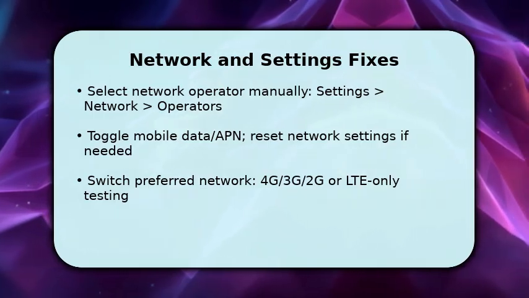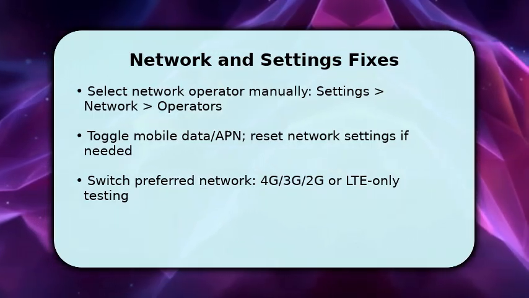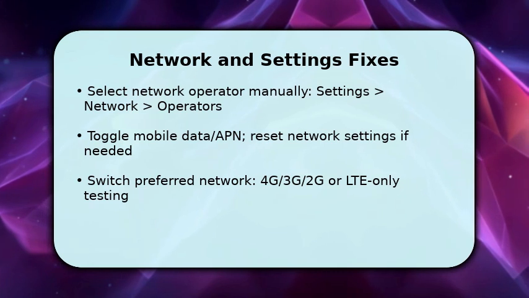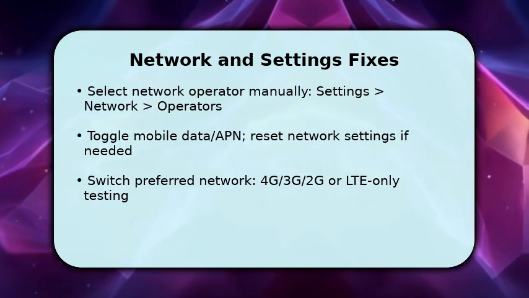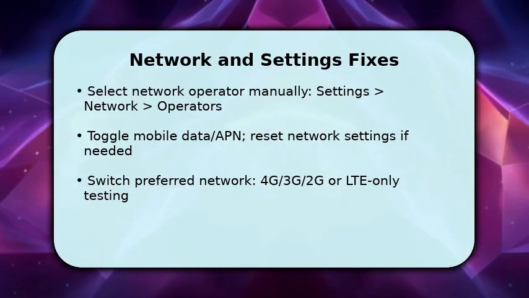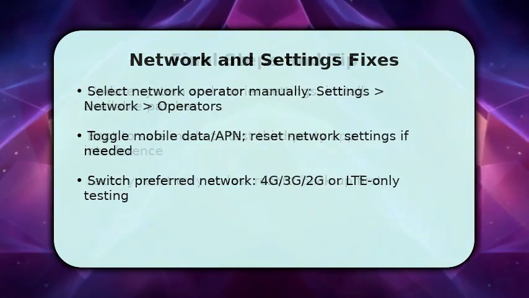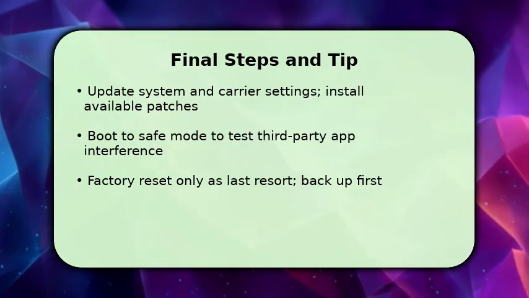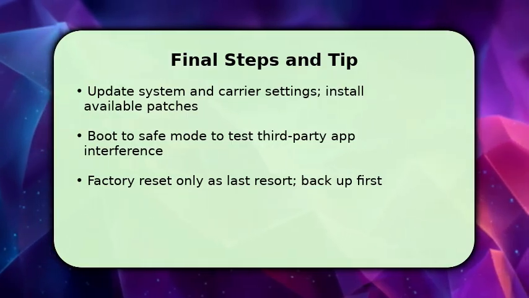Also change preferred network modes, try 4G, then 3G or 2G or LTE only, to rule out radio incompatibility versus tower issues. Complete the process by updating the phone OS and carrier settings. Updates often fix modem software bugs.